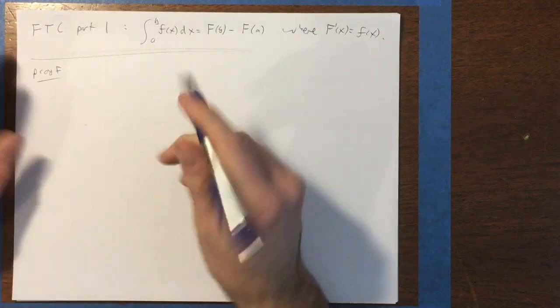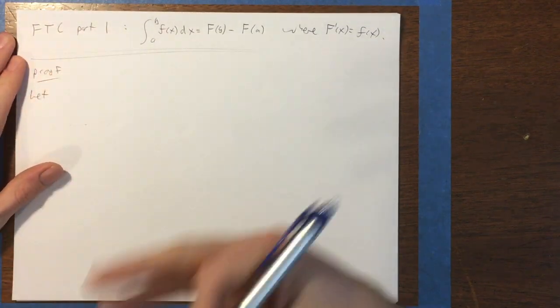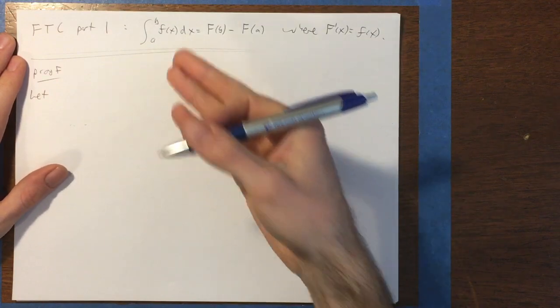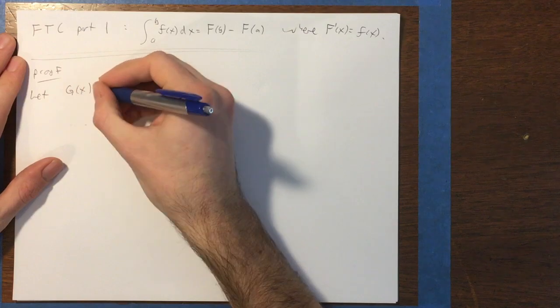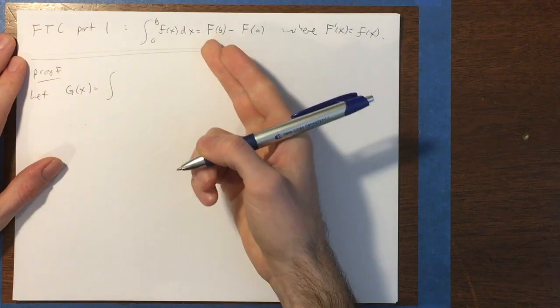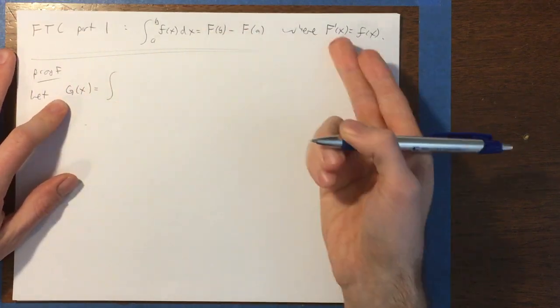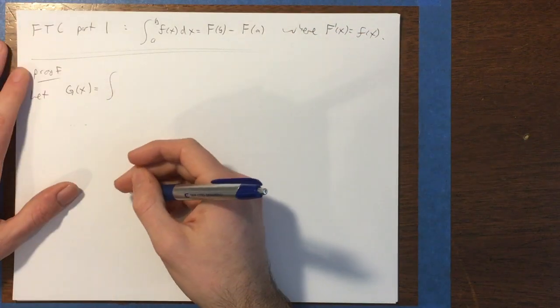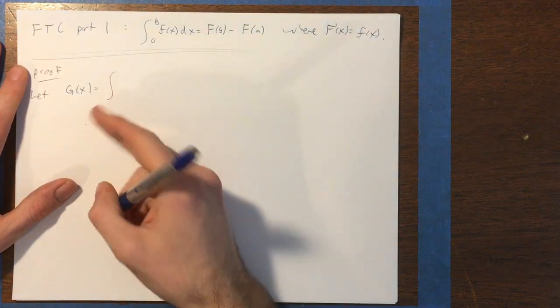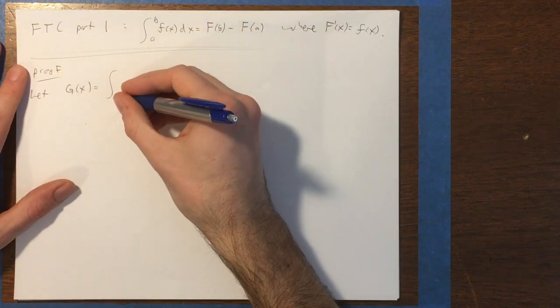Now, in order to do that, here's what I'm going to do. We're going to define an accumulation function of lowercase f. I'm going to call that capital G, just because I don't want to call it capital F, because it might not be the same capital F that we're working with up there. It's going to be a different function, potentially. So we have the integral, and I'm going to define this starting at 0.